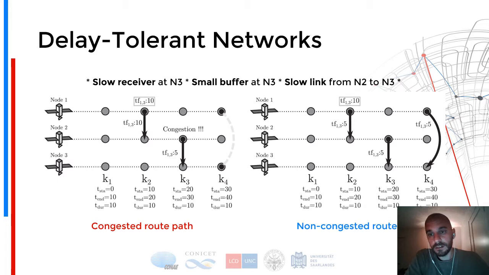So for example, let's look at the one on the right, where a different routing decision can actually lead to a non-congested case. If node 1 decides to send only 5 units of traffic to node 2, then it can use the final contact at state 4 to send the remaining 5 units of data to node 3 directly. So if the routing is well thought out, then a congestion problem in this case can actually be solved.